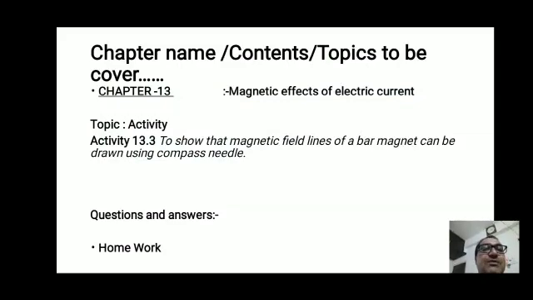So what is the aim of this activity? I would like to teach this 13.3 activity. Its aim is to show that magnetic field lines of the bar magnet can be drawn using a compass needle. And students, in this video I would also like to discuss certain questions and answers based on this activity, and finally I will give some questions for homework that you have to write in your physics notebook.